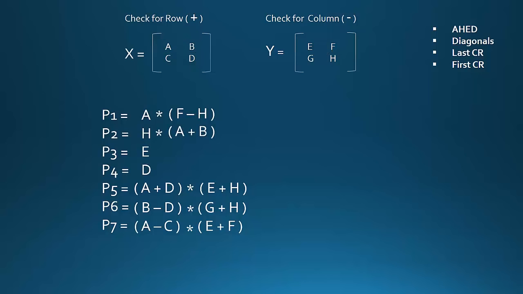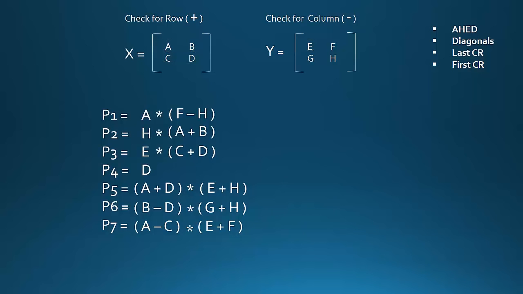Now consider P3. In P3 we have E. The opposite corresponding element of E is A. And since A is in X, we will check for rows, and the opposite row is CD. And we will use positive sign here as we are considering a row, so we will write C plus D.